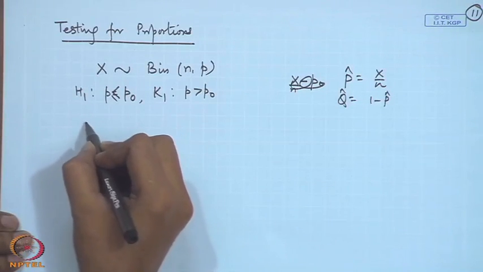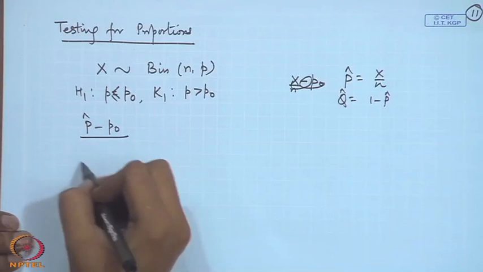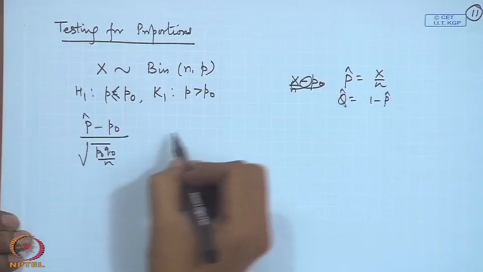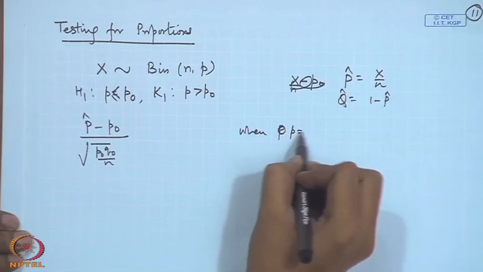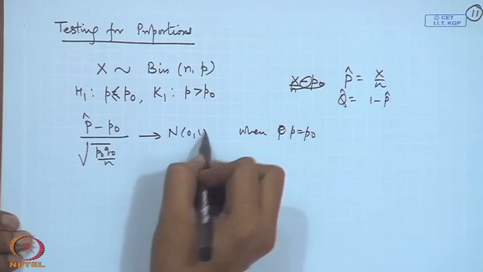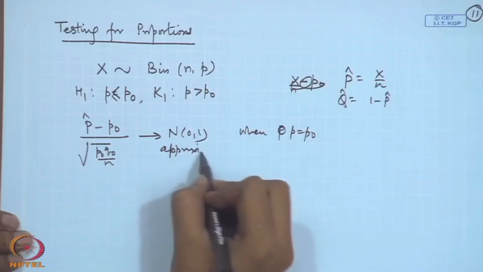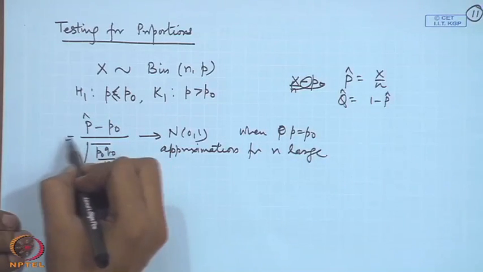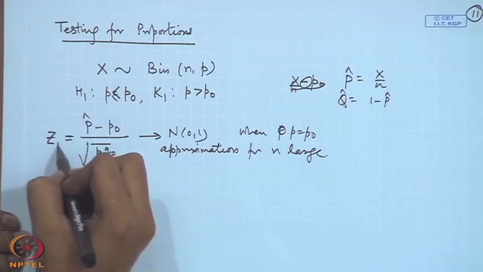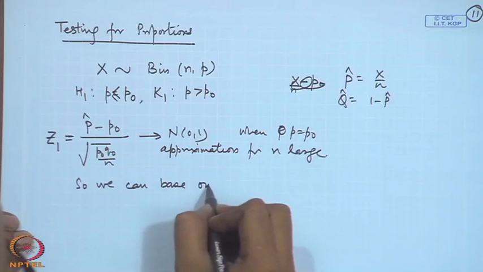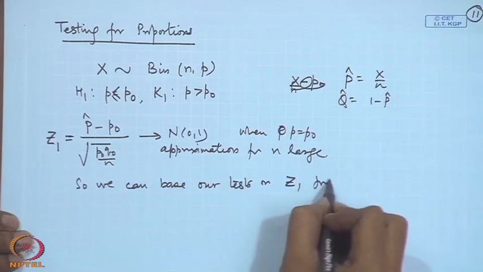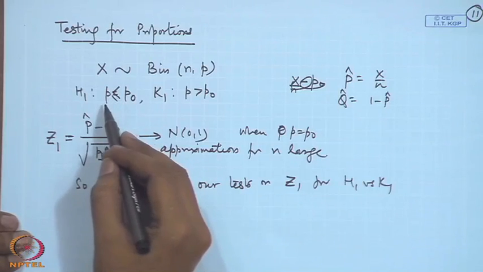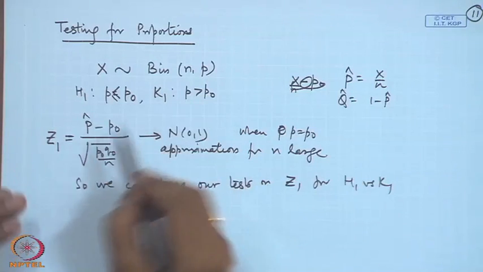We can consider p head minus p naught divided by root p naught q naught by n, and we can consider the normality for this, that is when p is equal to p naught, then this is approximately normal 0 1. This is an approximation for n large. So, let us write it as z 1. We can base our tests on z 1 for hypothesis h 1 versus k 1. Or similarly, we can consider p greater than p naught against p less than or equal to p naught, etcetera. All those kinds of cases can be considered.